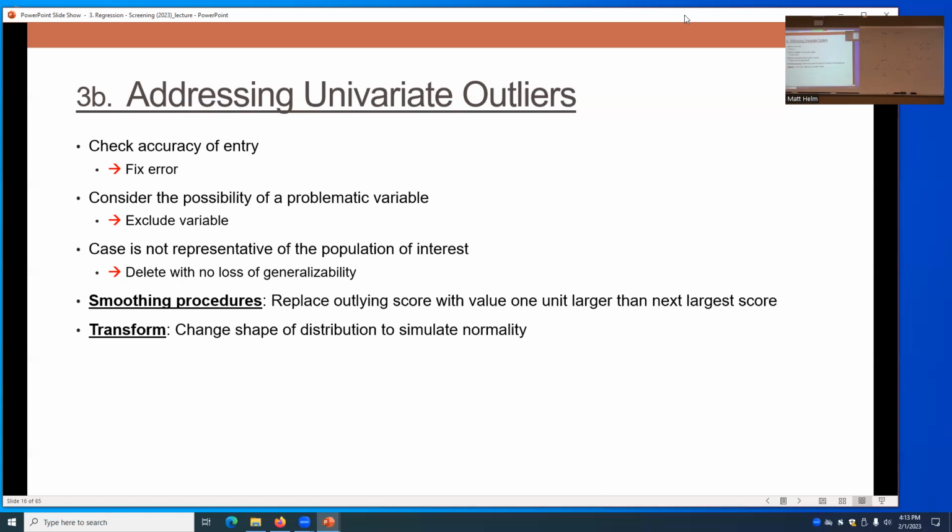if it's not something that's intensely relevant to your research question. Okay. Think about whether or not any case that you're finding is representative of your population of interest.